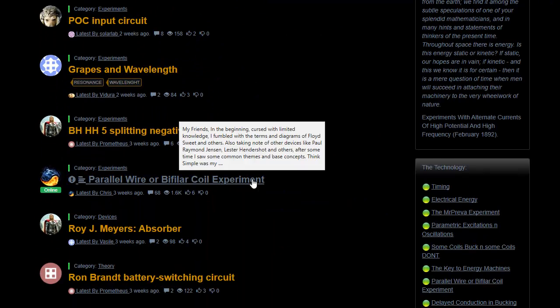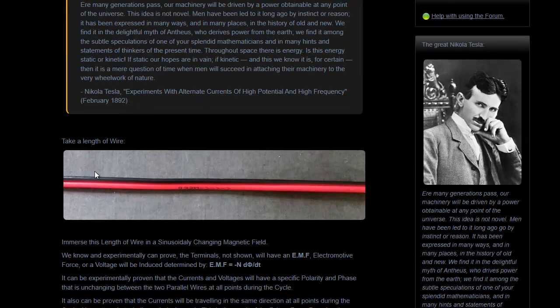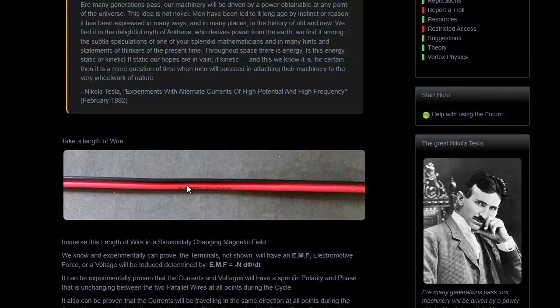Parallel wire or bifilar coil experiment. Okay, I've been through this before. Any parallel wire that's connected, ends tied, will carry a current that will be in the same direction all the time, no matter what. And the point of delayed conduction is to try and get the current in one wire equal and opposite to the current in the other wire. So the black wire and the red wire need to have opposite currents rather than parallel currents. That's the whole point of delay conduction.